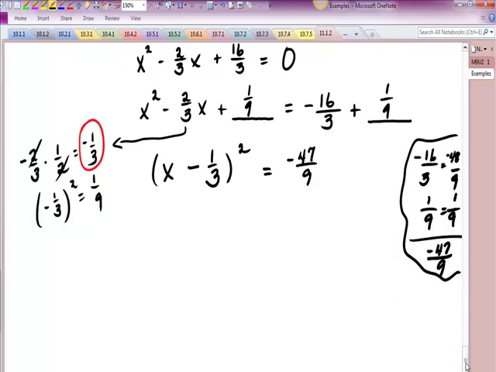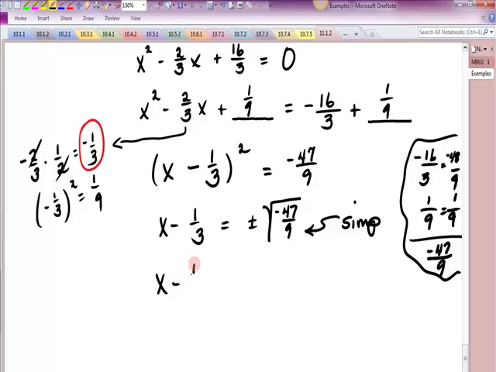All right, it's time to use the square root property. So that's x minus 1/3 is equal to plus or minus the square root of negative 47/9. Can I simplify? Yes, that's x minus 1/3 is equal to plus or minus. Now, 47 does not have a perfect square factor, but it is negative. So I will factor the square root of negative 1, which is i, out of that, leaving the 47. The square root of 9 is 3.